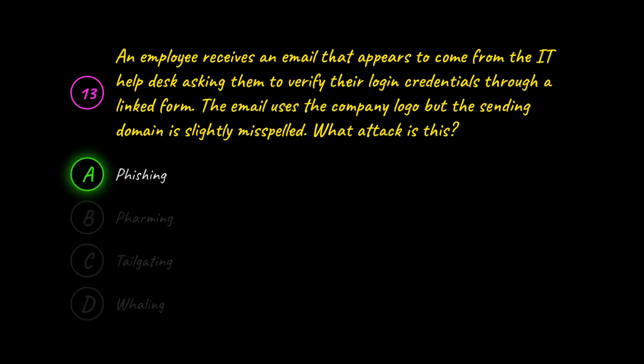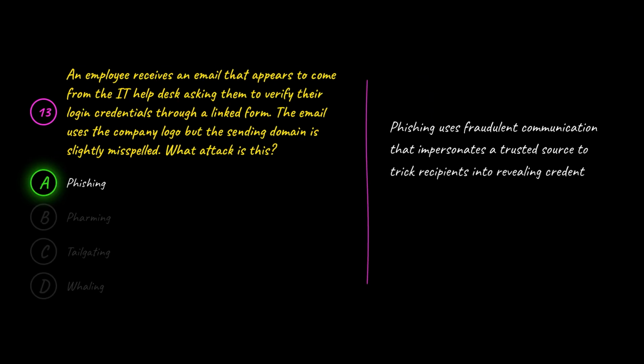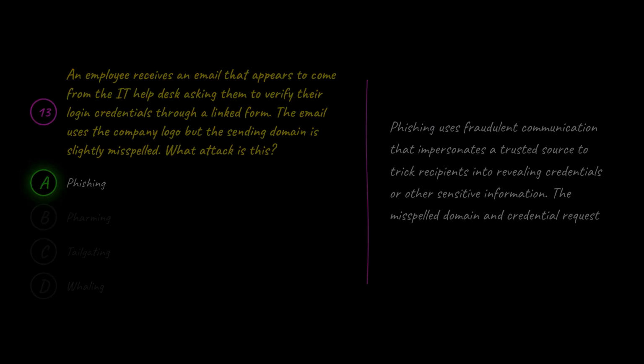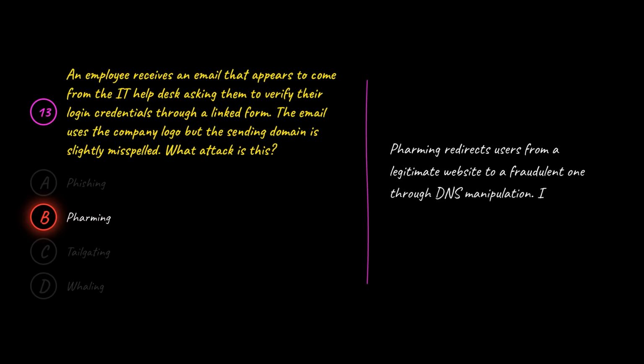The correct answer is A. Phishing. A is correct because phishing uses fraudulent communication that impersonates a trusted source to trick recipients into revealing credentials or other sensitive information. The misspelled domain and credential request are textbook indicators. B is wrong because farming redirects users from a legitimate website to a fraudulent one through DNS manipulation. It does not involve a sender email at all.